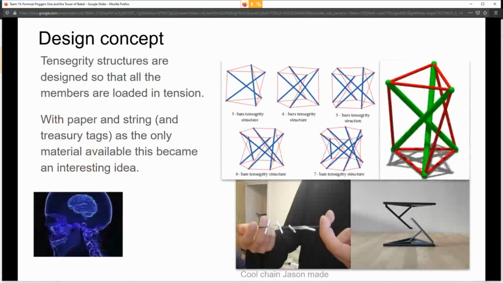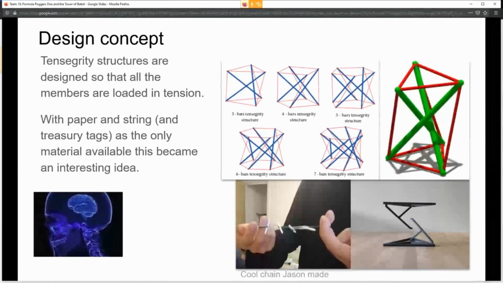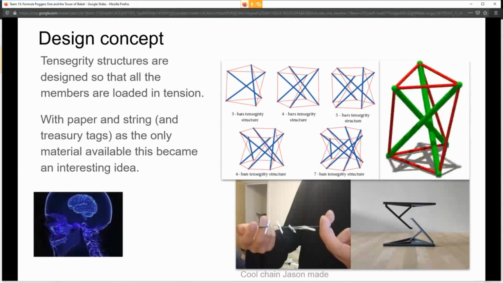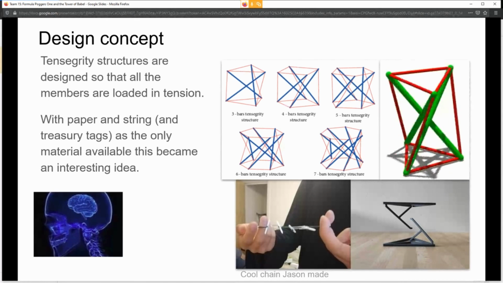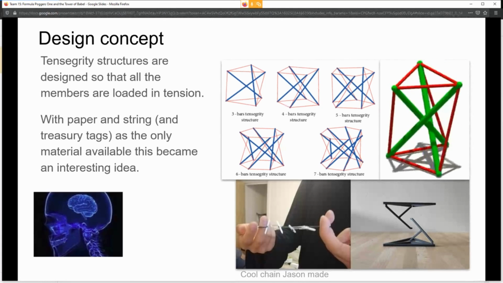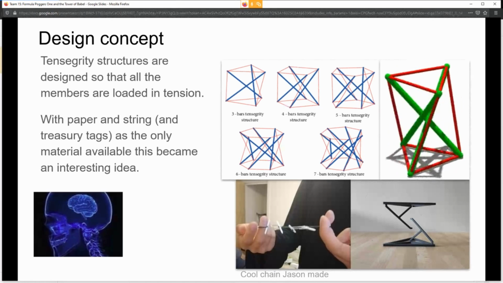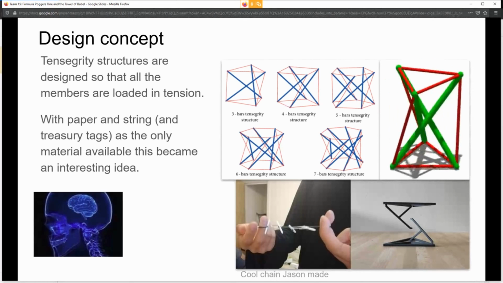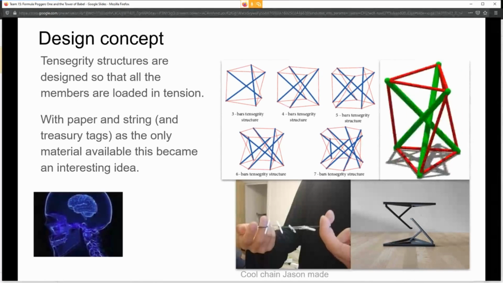So the initial design concept that we had, we were looking at tensegrity structures, which are structures that are held entirely in tension. If we put a phone on it, every single member would be loaded in tension, because paper and paper clips and string aren't really great in compression. They'll either bend or any joints that you make will completely flip over, and it just won't be very efficient. So we had a look at these structures, and I'll go to my camera, I've got it up.